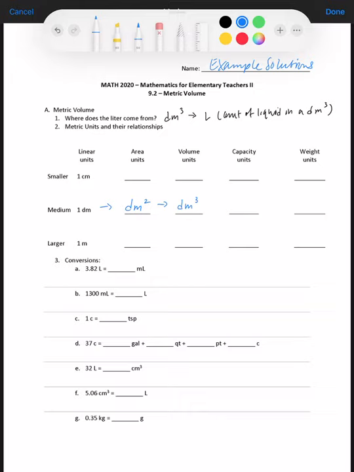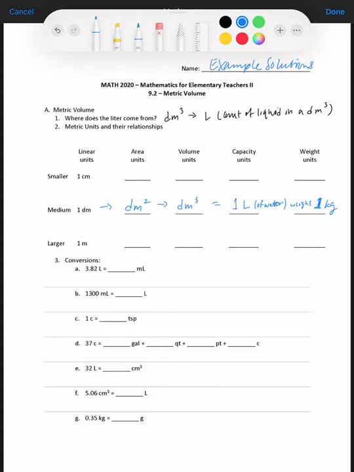And we're going to then say that that's equal to capacity. 1 decimeter cubed is equal to 1 liter. And 1 liter of water weighs a kilogram. So we have filled out all of these medium type units, because we can go smaller on this.